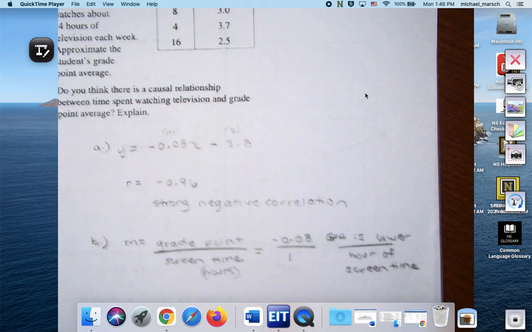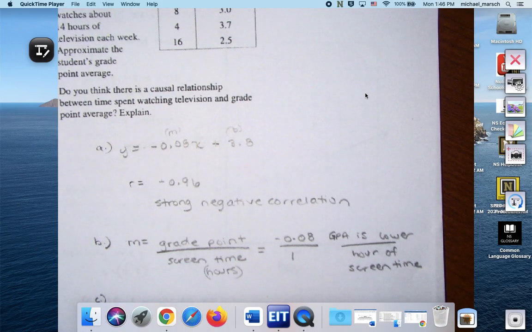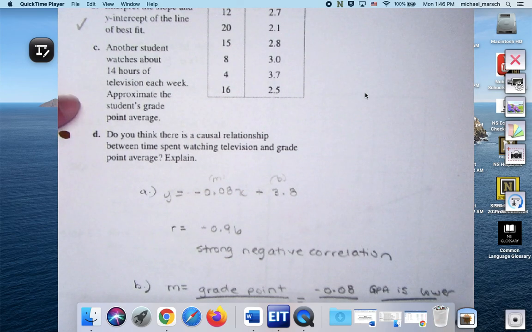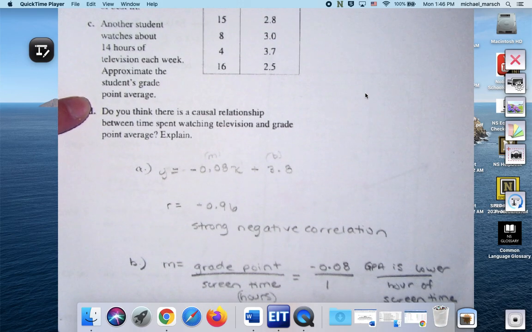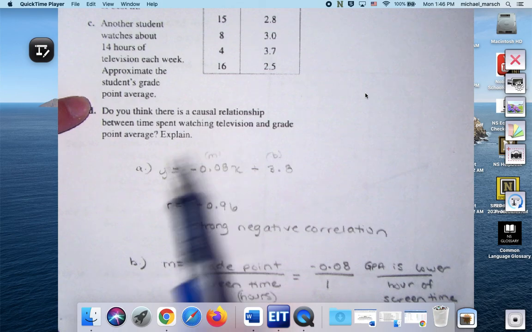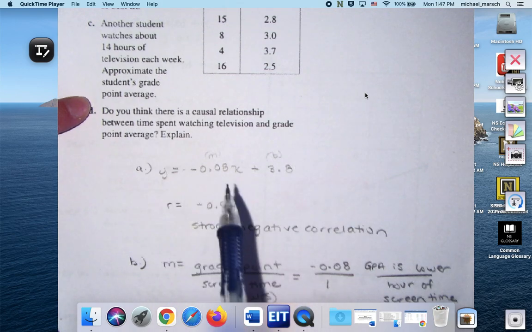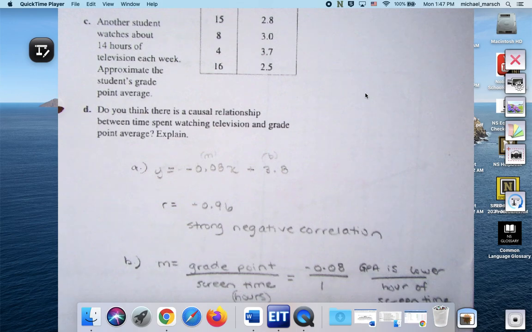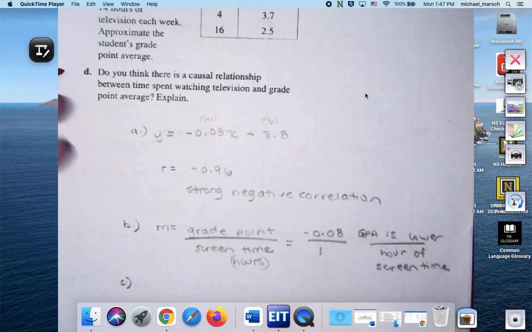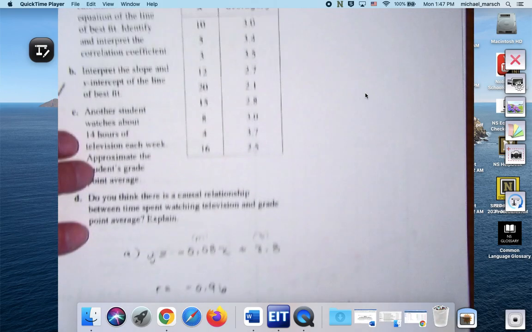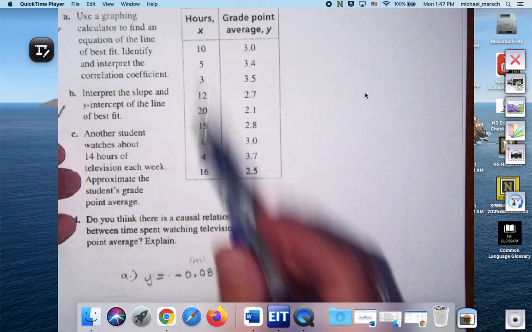Okay, so let's look at part C. Another student watches about 14 hours of television each week. Approximate the student's grade point average. So what am I going to do here with this equation to figure out what their possible grade point average might be? What am I going to do? 14 hours of screen time. Landon? Plug the 14 into the equation. Sure. X or Y? X, right? Because that's our hours of screen time.